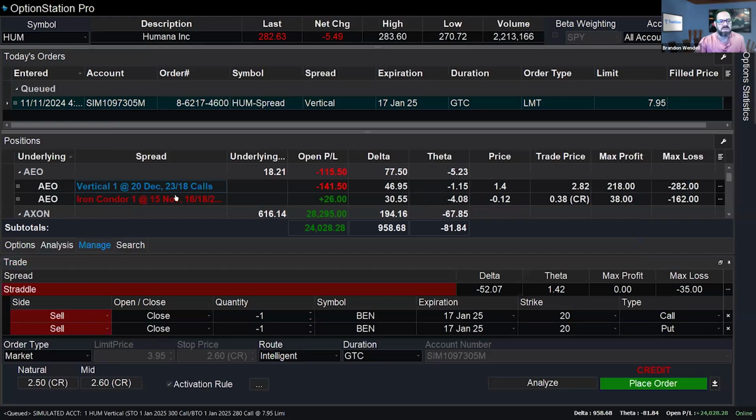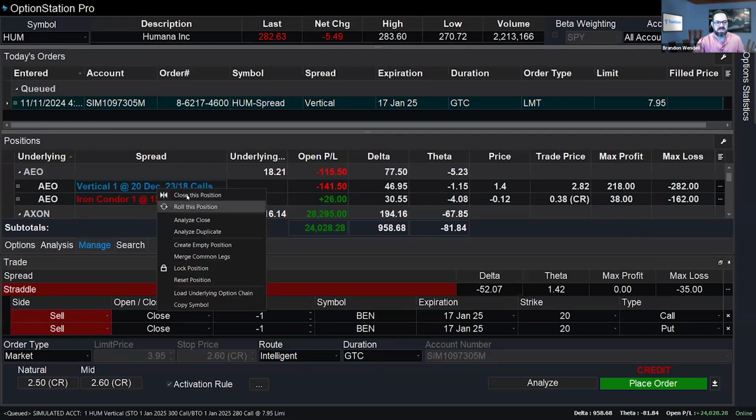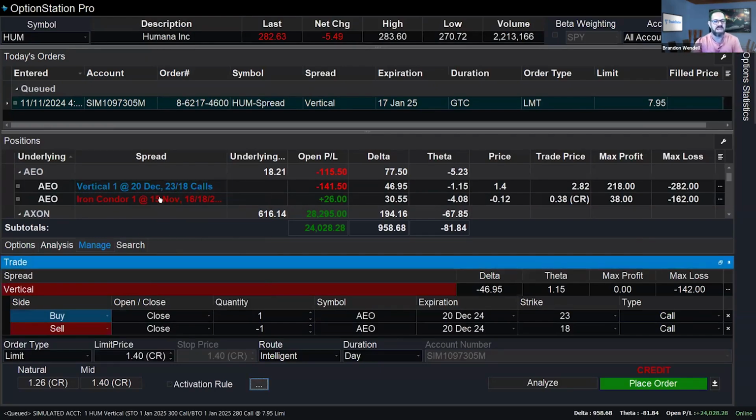Here's a vertical. So I knew I had one. There we go, AEO. So in this case, close this position. Man, this is a losing position right now. The trade price is actually 282. So this is a good example I could use on AEO.